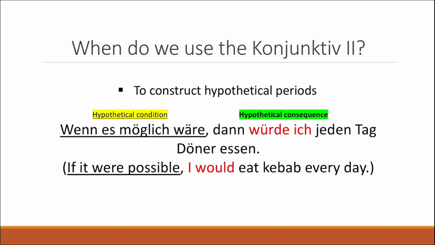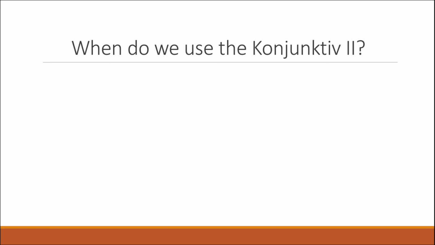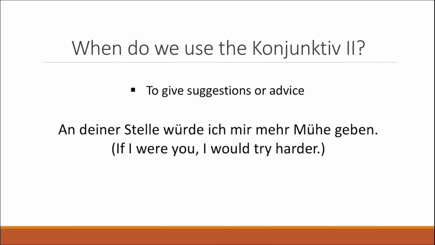So, if there is a specific condition which is not present, but if there is such a condition, then there is going to be such a consequence. And this is how we use the Konjunktiv II in these cases, to construct hypothetical periods, so actions which are not happening but would happen if a specific condition which is not present would be present. And in this case, the condition is just saying that if it were possible, and then I would eat kebab every day. Now let's move on with the third case, to give suggestions or advice.